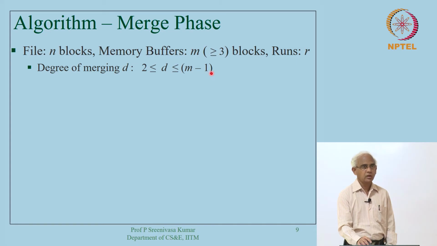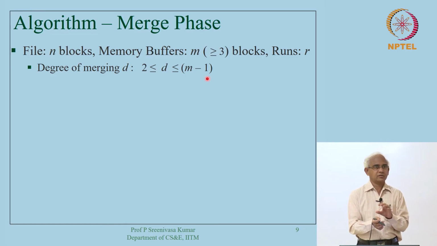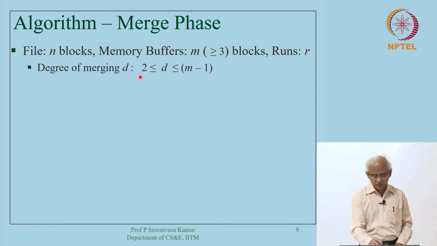Why minus 1? Because we have to keep the result somewhere. After we merge, we get the result, right. So, we have to keep the result somewhere. So, we allocate one block of memory for that, and the entire remaining space we can afford to use for merging purpose. Okay. So, that is the essential idea. That is why we can actually do a D-way merging.